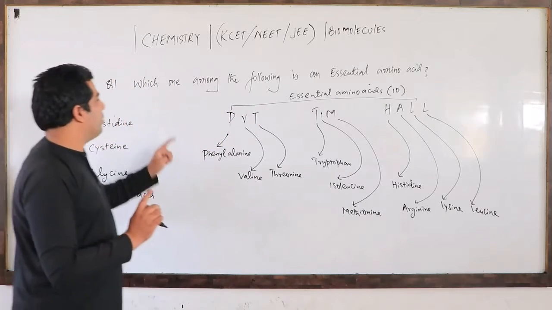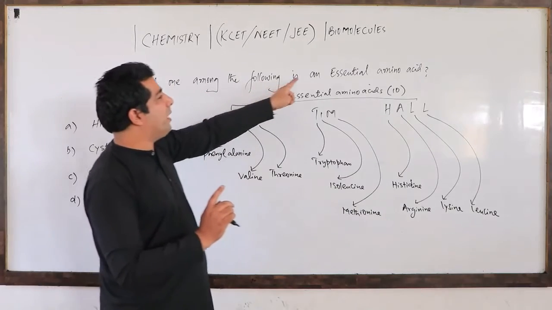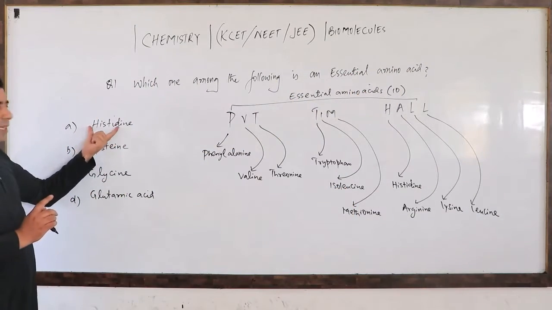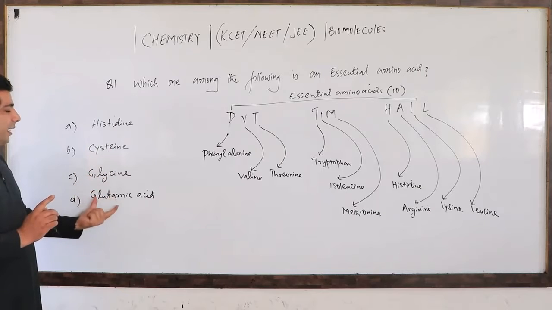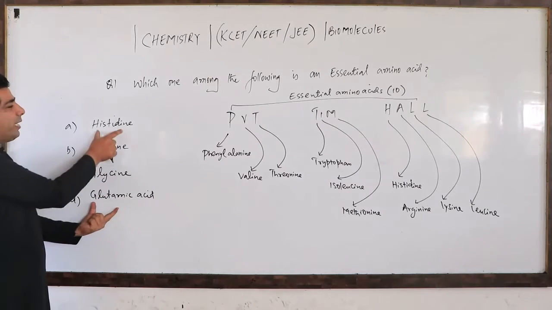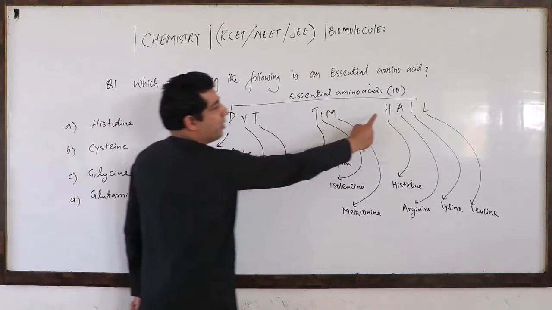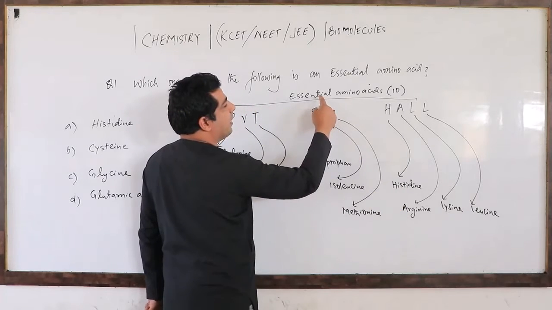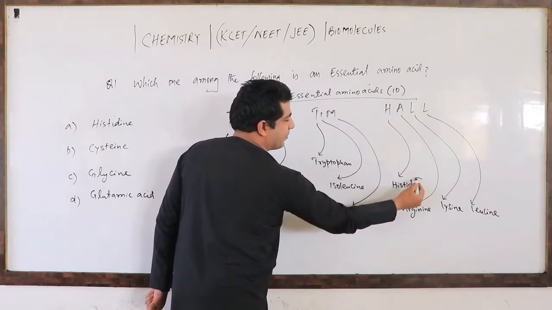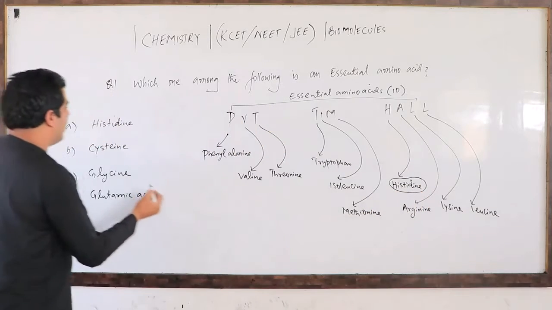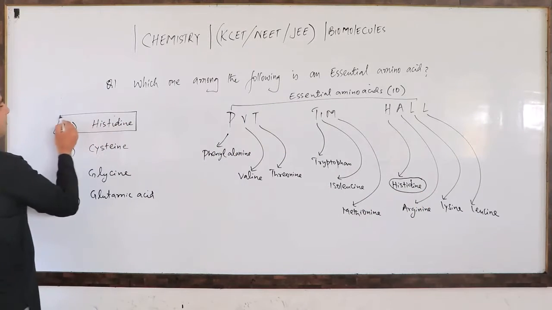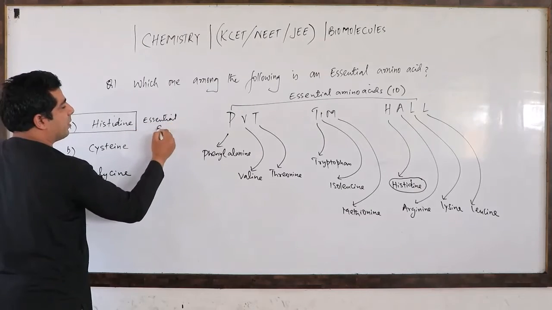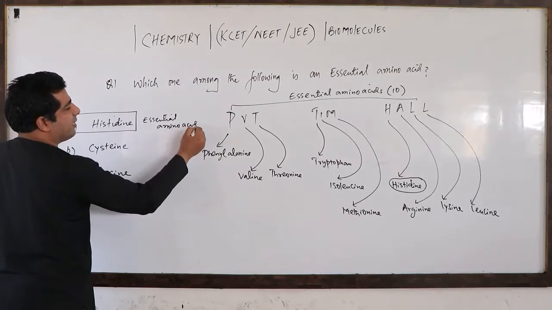Have a look, what is my question? Which one among the following is an essential amino acid? Look here. We have histidine, cysteine, glycine and glutamic acid. If you look at histidine, you know in hal, look here. H stands for histidine, and histidine is basically an essential amino acid. So that means the answer is histidine here. It is my essential amino acid. So very easy it is.